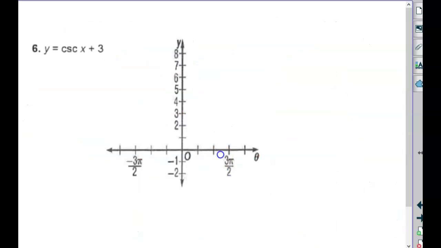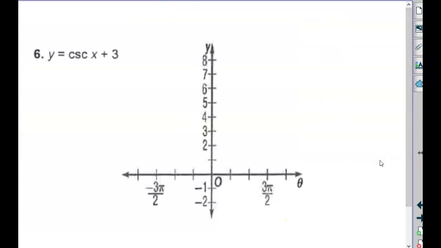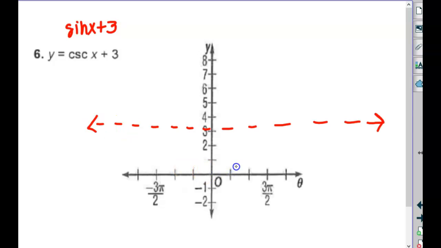All right, what are we supposed to do to this guy? What's the plus 3 doing? Moving it up 3. So we are going to graph sine x plus 3. So the midline is going to be up here at 3. And the maximums are going to be at what? The maxes and mins are going to be at 2 and 4, right?